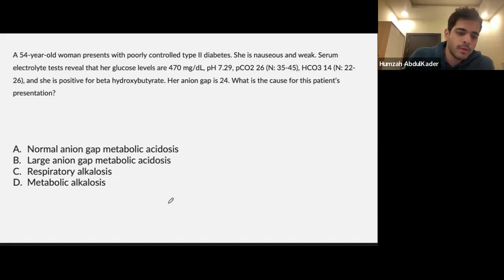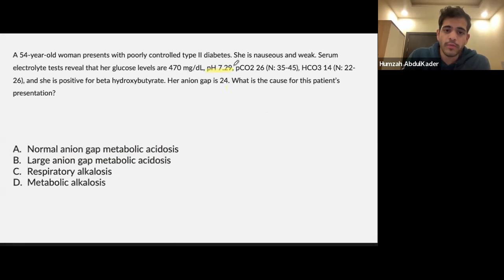So I'm sure you guys know how to go through these questions, but the first thing you want to do is look at the pH: acidic, alkalotic, or normal. In this case, it's acidic, right? Now we want to look at, is it metabolic or is it respiratory?